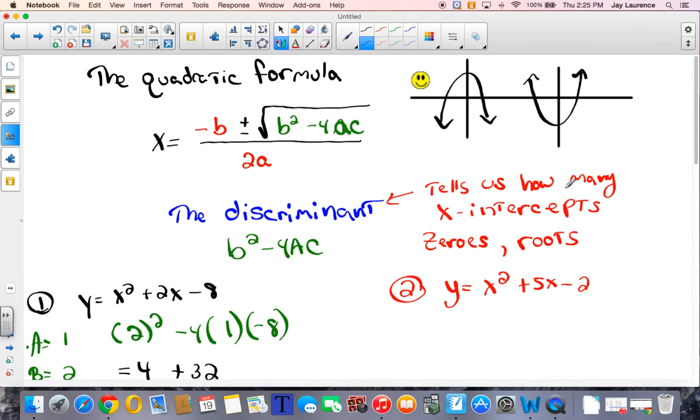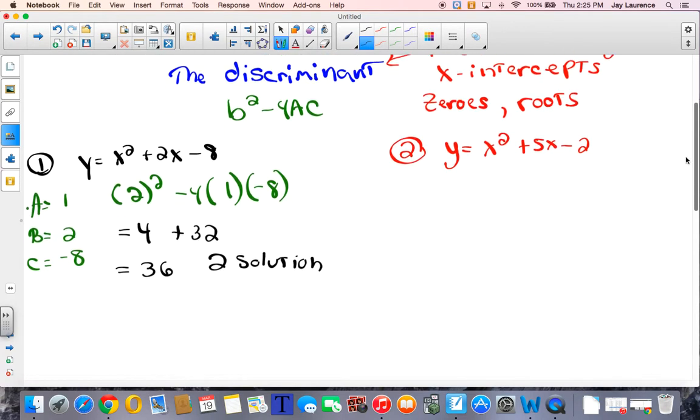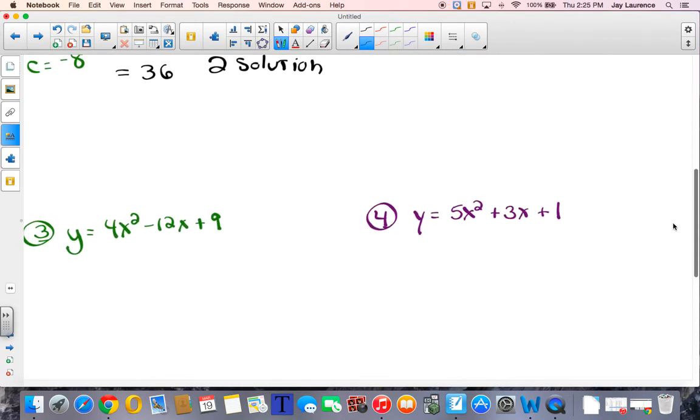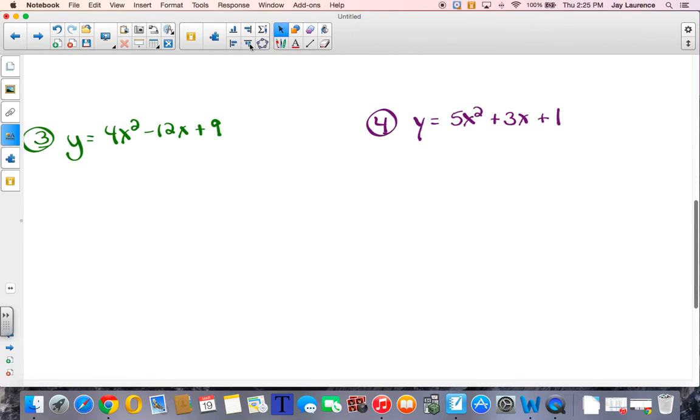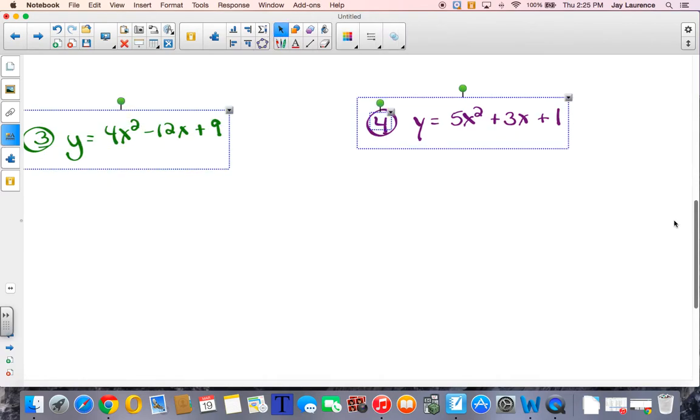Now, if I know there's two solutions, two roots, I'm going to go find them. How am I going to find them? I'm going to use the quadratic formula. What's the quadratic formula? I am so glad you asked.